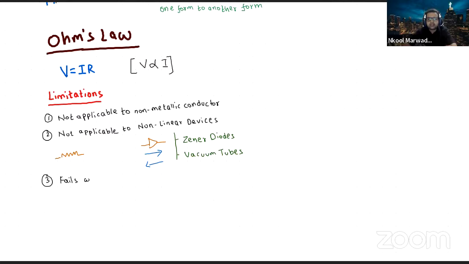Temperature does affect the flow of current, and it is very interesting. Temperature does affect the flow of current through the wire. And when the temperature changes, when it increases or falls drastically, Ohm's law will not be applicable.